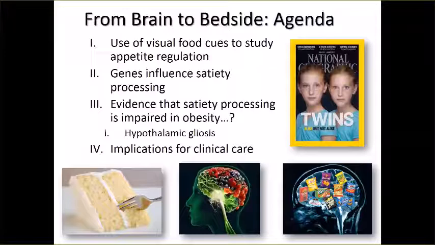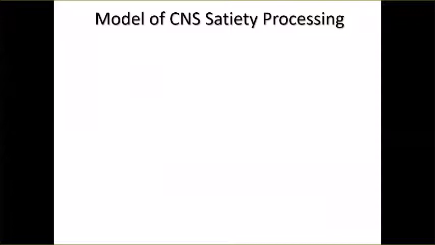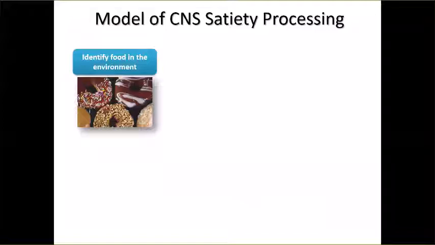So starting off, we use visual food cues to study appetite regulation. And when I think about food intake, I think about the whole process of food intake. In reality, food intake starts most of the time with identifying food in the environment. It's just a coincidence that I happen to have donuts up here. But what we know is that the brain is uniquely qualified to find food in the environment because throughout our whole mammalian history we always had to find our food. And we can identify food within 100 milliseconds as well as distinguish its caloric content.